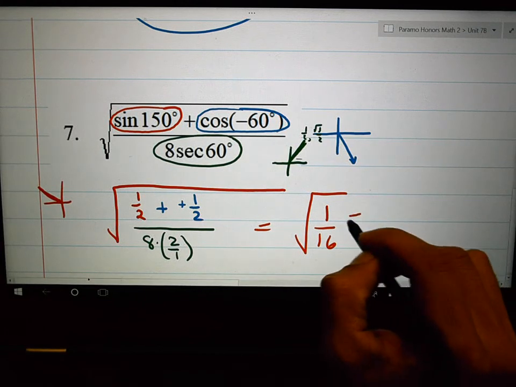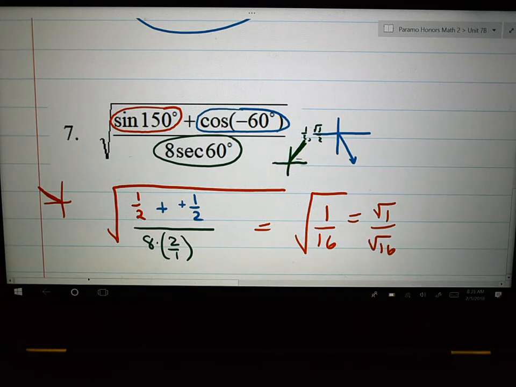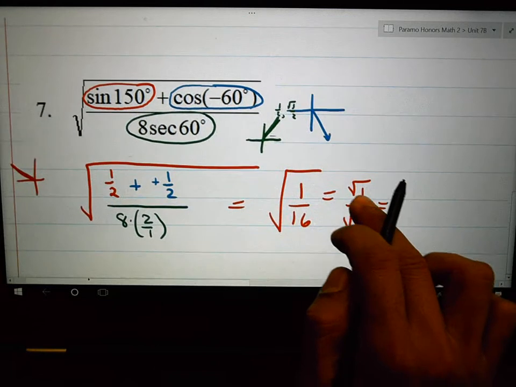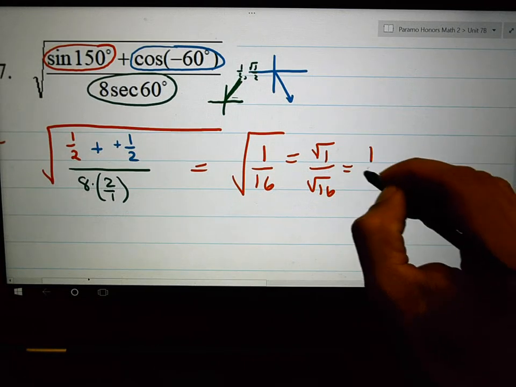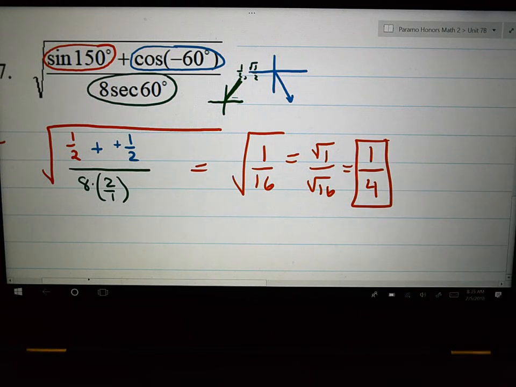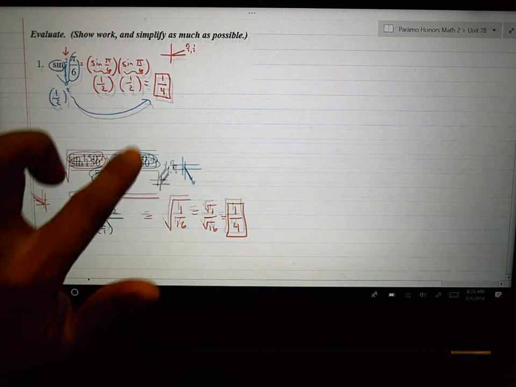And because I'm square rooting the 1 and the 16, I can square root both of those, numerator and denominator, separately. The square root of 1 is 1. The square root of 16 is 4. My answer to this question, oddly, is the same answer as it was to number 1, which is 1 over 4. And that is how you're going to do the problems like that on worksheet 8.